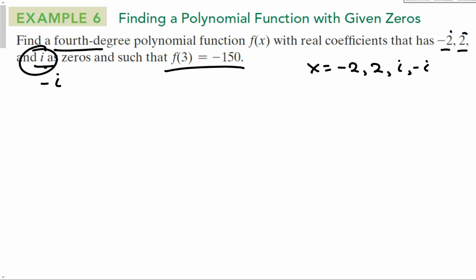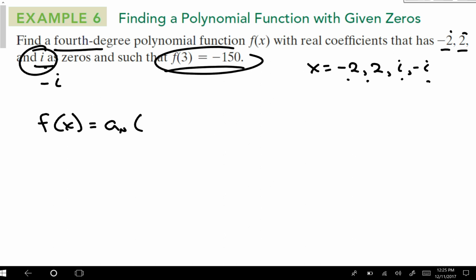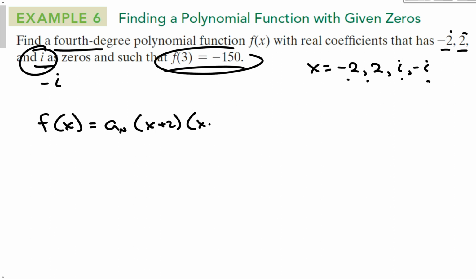And then we have that f of 3 is equal to -150. So this is going to help us get our coefficient in the front. These zeros are going to help develop my polynomial. Let's try it. So we can say that f of x is going to be equal to some coefficient times my 4 factors. My first factor is going to be x plus 2. My second is x minus 2 from these two. Next is x plus i and x minus i. It doesn't really matter what order you write them in.